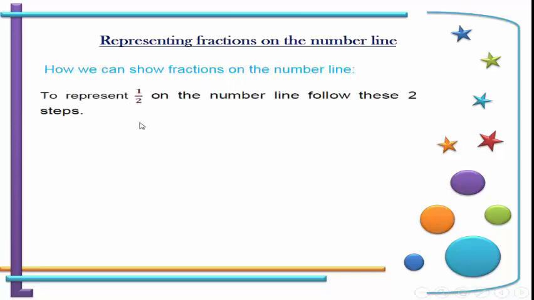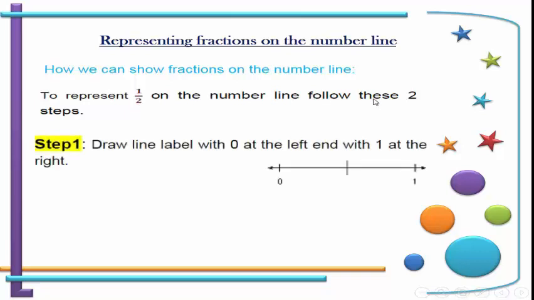Okay? If we have the fraction half, or 1 over 2 as you want, and we want to show this fraction on the number line, we will follow two steps. First step, we will draw the number line. Start with 0 and end with 1. So rule number 1, or step number 1, we will draw the number line, start with 0 and end with number 1. Then I will look at the denominator, it's 2.